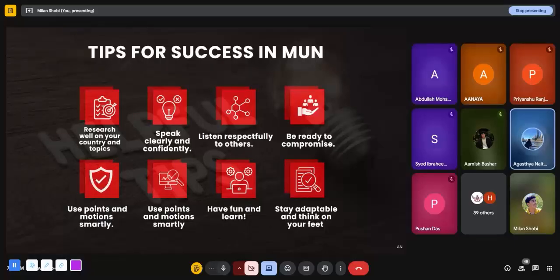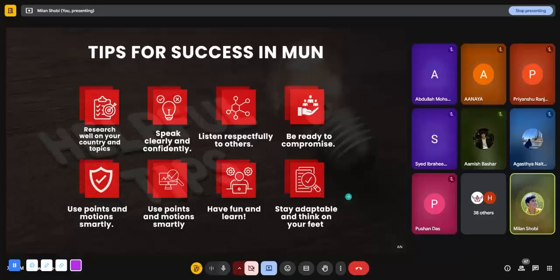And lastly, stay adaptable and think on your feet. Committee sessions are unpredictable. Resolutions change, blocks break, alliances shift, and you have to be quick to respond. Adapt your strategy based on what's happening in real time. Don't panic under pressure. Instead, think logically and act swiftly.